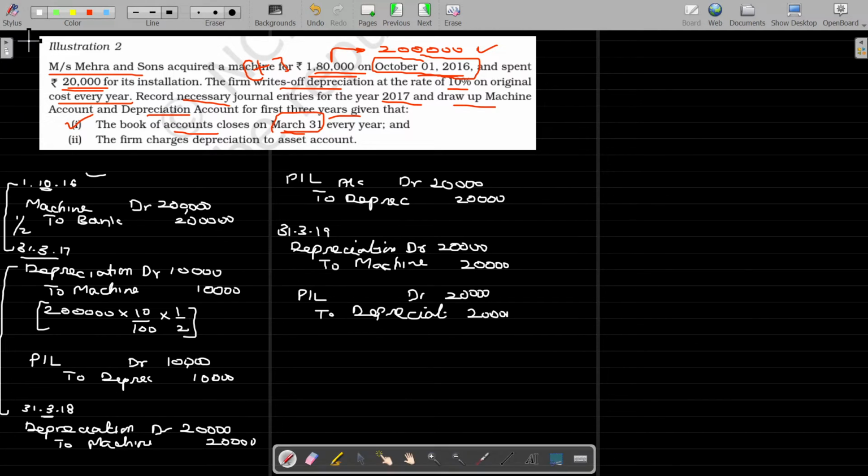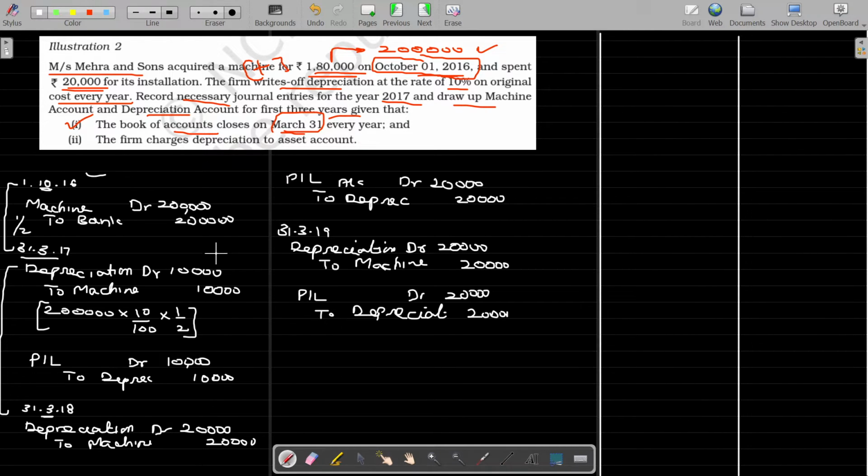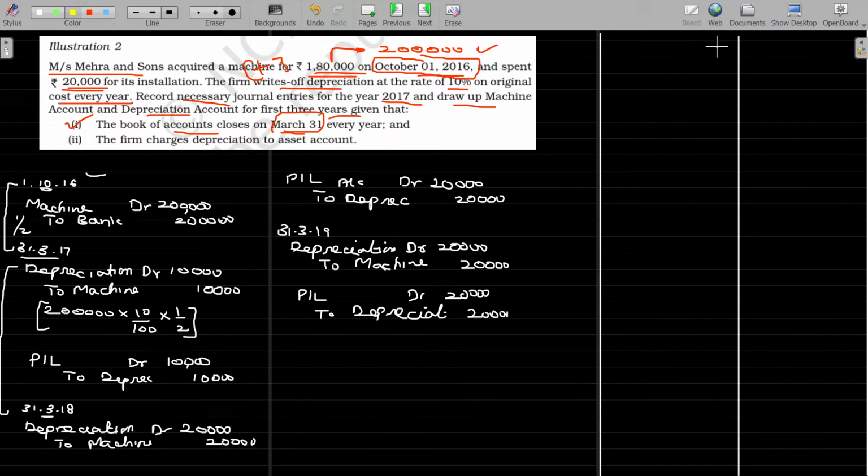Now we can prepare a ledger account also for the machine as well as for depreciation. We'll start with the machine account. Here, machine to bank. I skip the date here. To bank, the value being 2 lakhs.